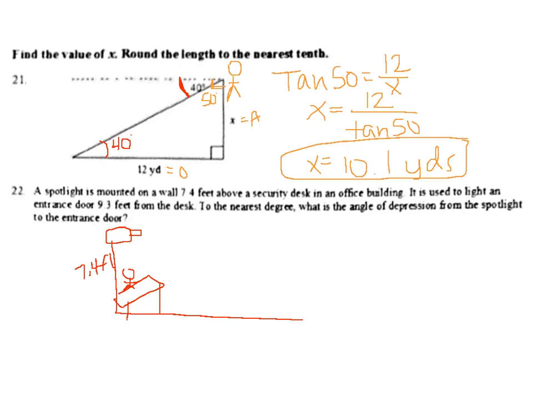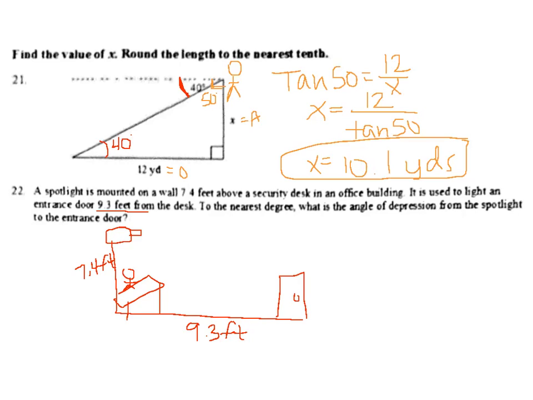It's 7.4 feet above that security desk, and it's used to light an entrance door 9.3 feet from the desk. So this is my door, 9.3 feet from the desk. To the nearest degree, what is the angle of depression from the spotlight to the entrance door?